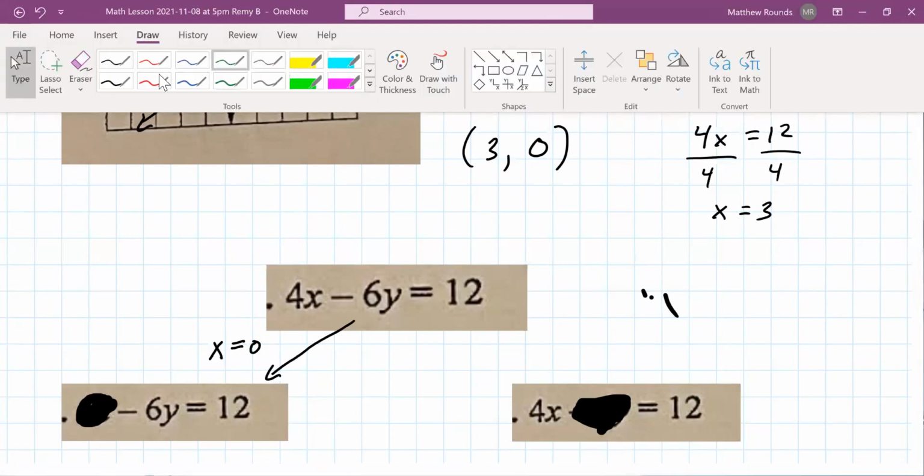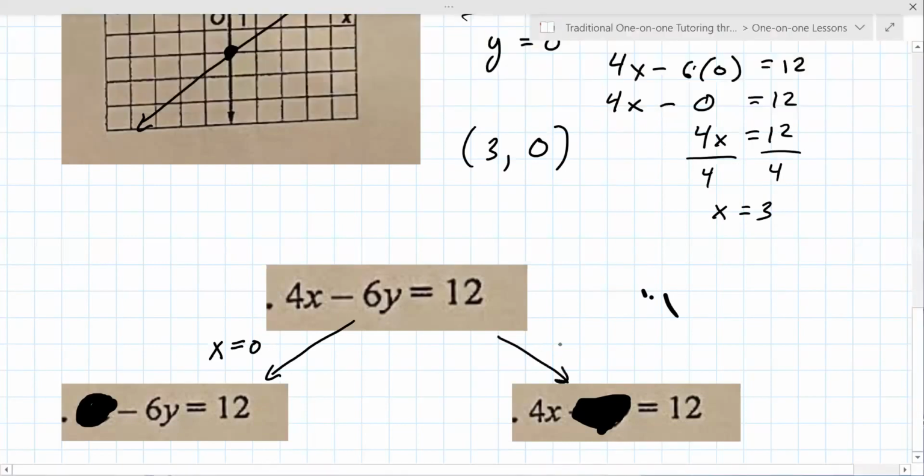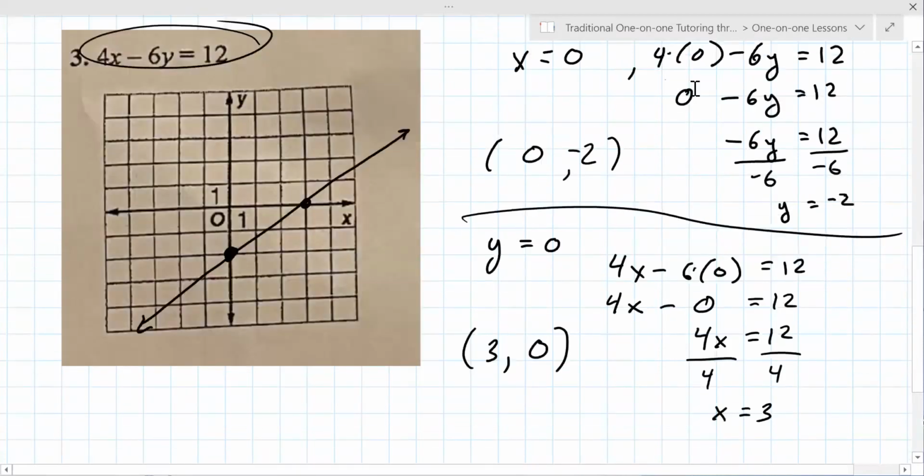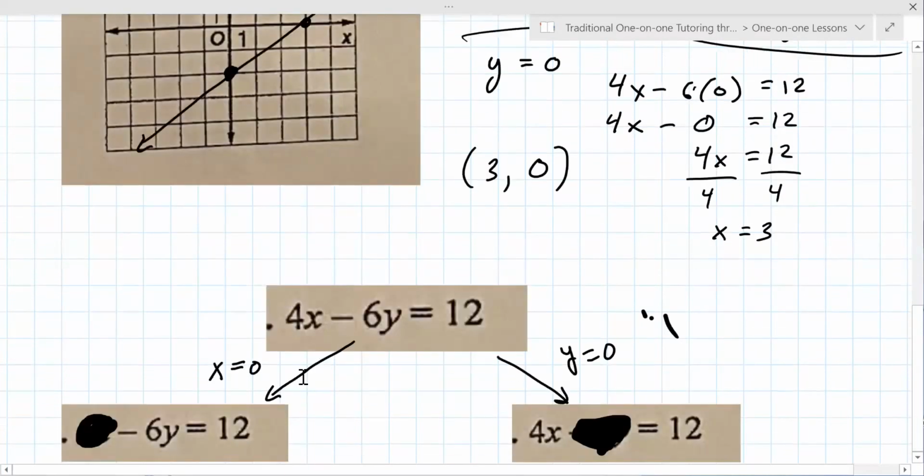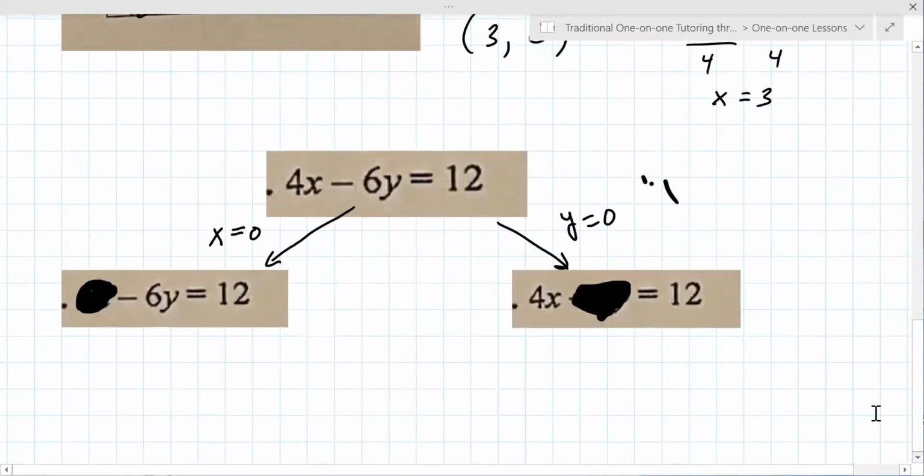Sorry, let me undo that. So basically what I'm trying to show you, and this is the hardest part about this format, is if I were showing you in person, I would be covering up the 4x term, and then the minus 6y term. You don't have to write out all this stuff. You just have to see these as two equations. Oh, that just makes it so much easier.